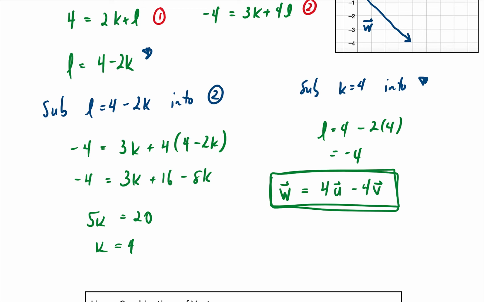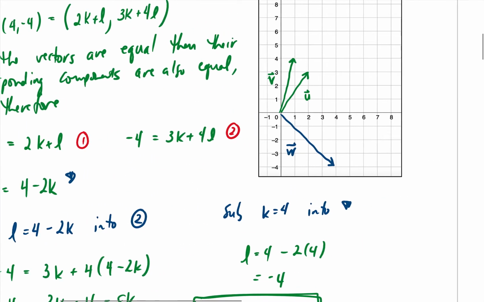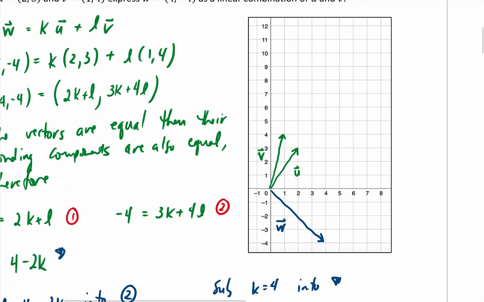Now let's go see if this actually works. If we go back to our diagram here, let's take 4 u's. So we've already done one of them, so that's 2 over, up 3. So 1, 2, there's the second u, 3, and 4. So there's 4 u's right here in red.